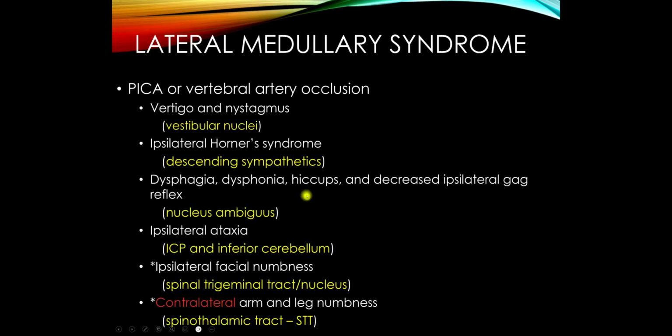And since cranial nerves 9 and 10 are important for the gag reflex, we want to ask the patient to open their mouth and say, ah, and check a gag reflex, and they're going to have a decreased ipsilateral gag.